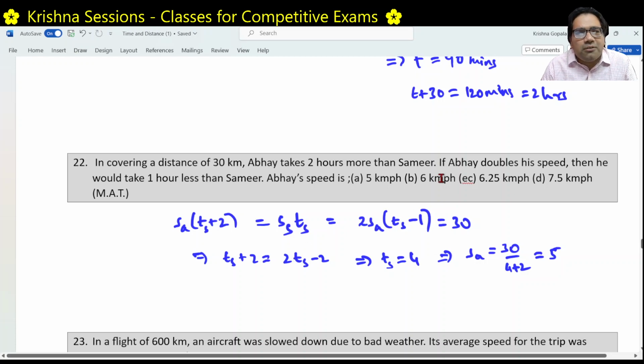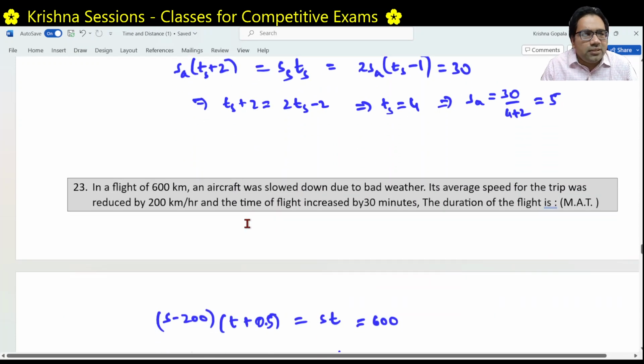Right, there are different combinations of speed and time. The distance will always remain same. That is the concept that we are trying to understand here. Abhay, if he runs at certain speed, then he is taking 2 hours more than Samir. But if he is running at double that speed, he is taking 1 hour less than Samir. But Samir is taking some time, which we don't know. But whatever is the case, these two people are traveling the same distance, which is 30 kilometers.